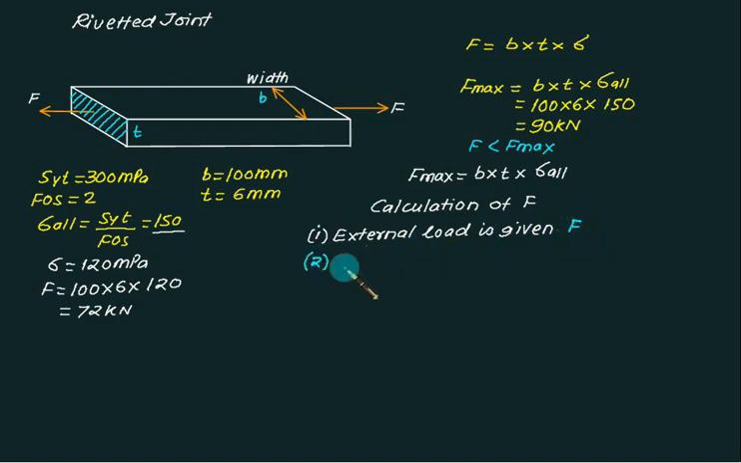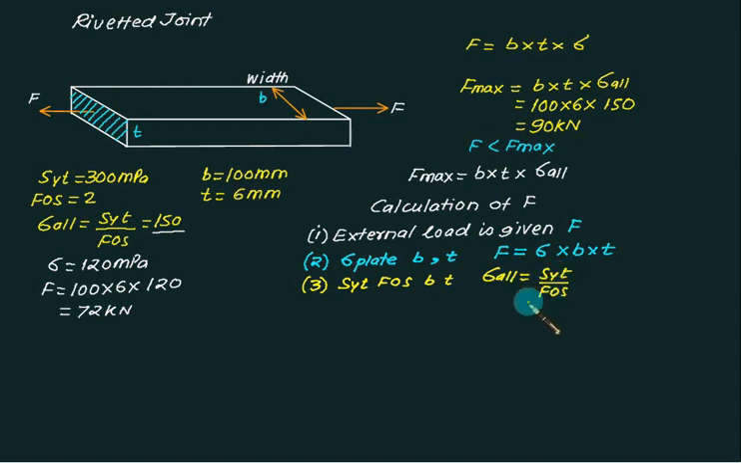Step number 2. If he has given the sigma for plate material, width is given, thickness is given, then can you find out the allowed force? So this force will be equal to sigma multiplied by B multiplied by T. Otherwise, he can give a third type of data. He will give you SYT, FOS, B and T. So can we calculate sigma allowable first? SYT divided by FOS and then use the same equation.